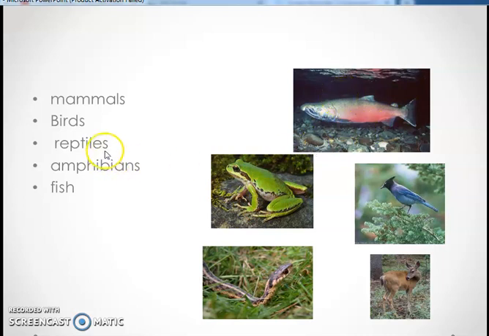In this lesson, we will learn about the first two groups. We will learn about the properties of mammals and birds. In the next lesson, we will talk about the remaining three groups, reptiles, amphibians, and fish.